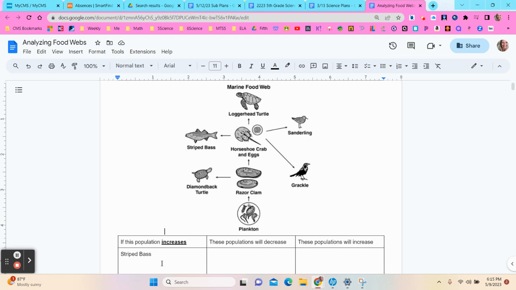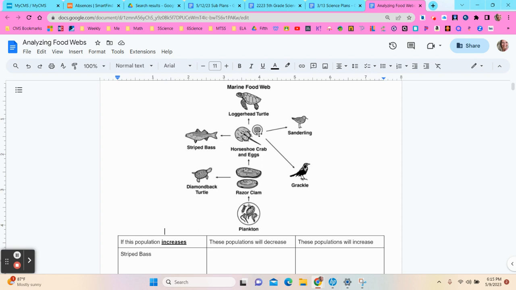Hi, everybody. I want to model for you how to do these pages. This is your assignment while I'm not here today on Friday. And this is really good practice for analyzing food webs. So you can see in this food web, it looks like a marine food web. So it's an ocean one.